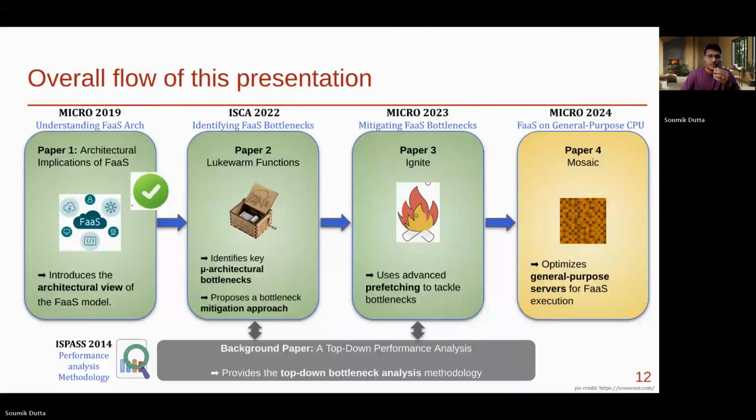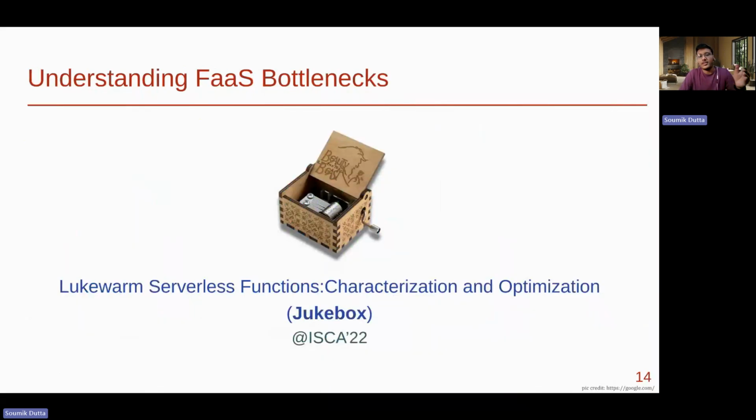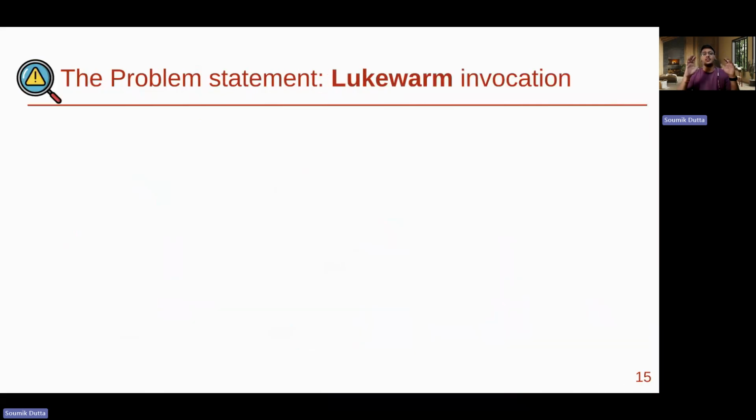So, moving to the next paper, that is Lukewarm Serverless Function Characterization and Optimization. Through this paper we will try to understand the FaaS bottlenecks. It came in ISCA 2022. So let's first state the problem statement of my seminar, that is, lukewarm invocation.